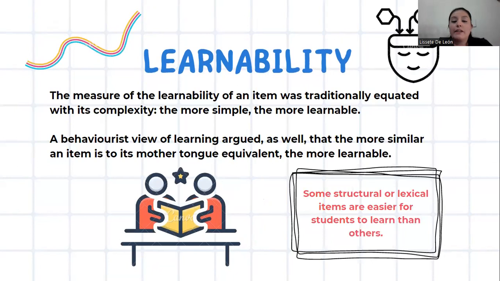What about learnability? The measure of the learnability of an item was traditionally equated with its complexity. The simpler, the more learnable. A behaviorist view of learning argues as well that the more similar an item is to its mother tongue equivalent, the more learnable. Some structural or lexical items are easier for students to learn than others.